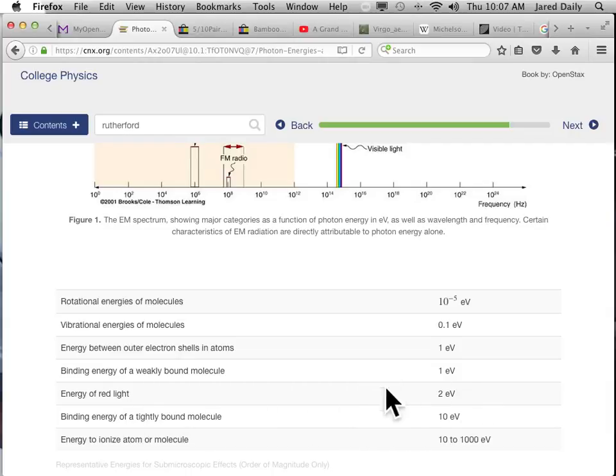Energy of red light, 2 electron volts. So that's, again, something we can see. Tightly bound molecule, 10 electron volts. We can't really see that. That's a little bit out of our range, more in the ultraviolet range. Energy to ionize an atom or a molecule, anywhere from 10 to 1,000 electron volts.